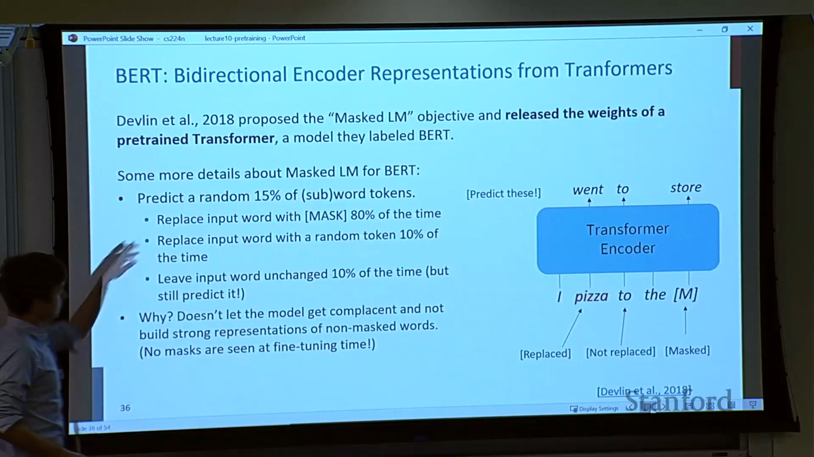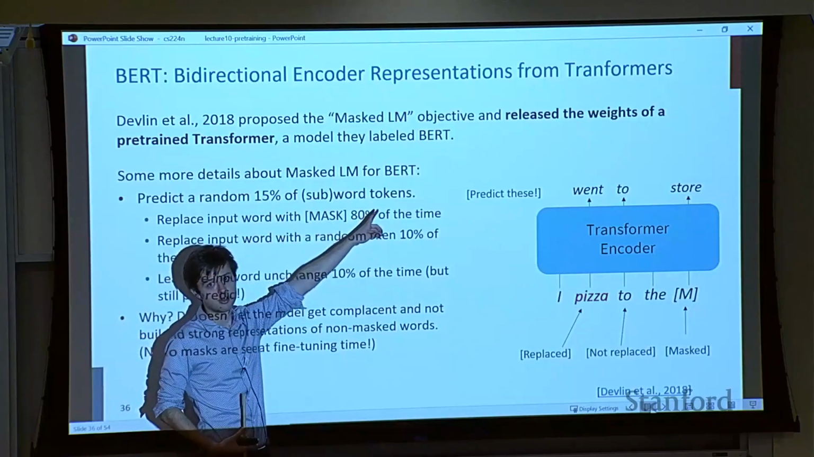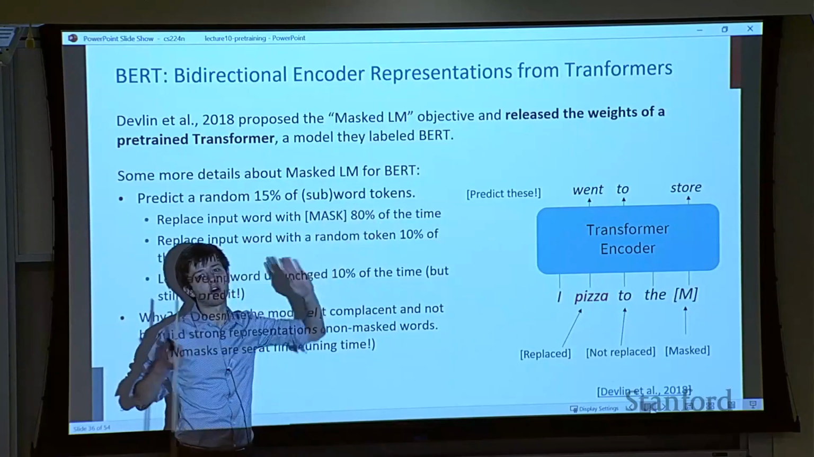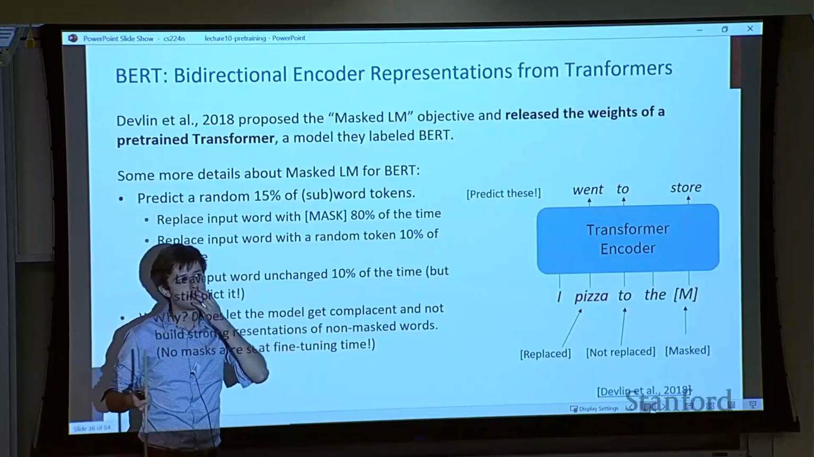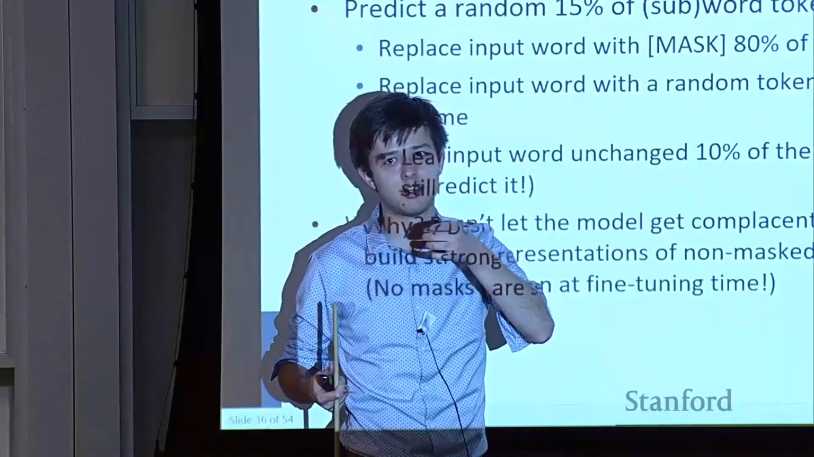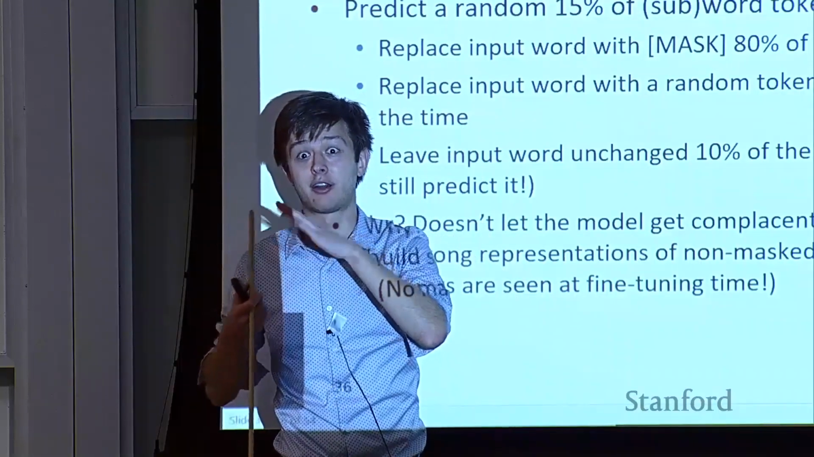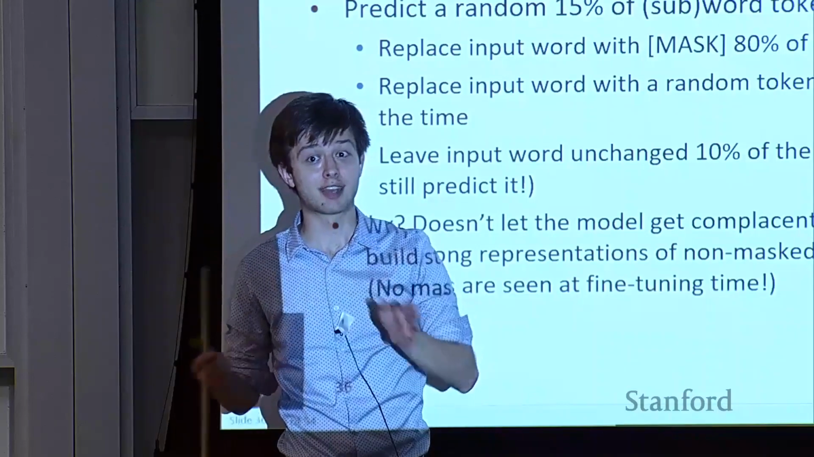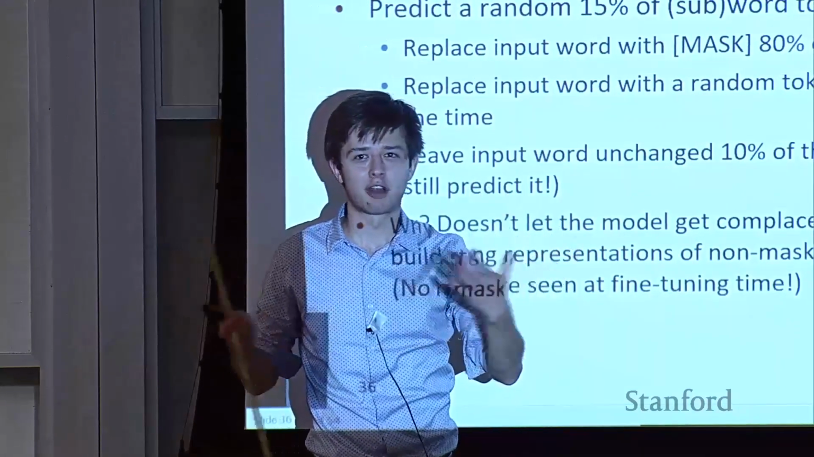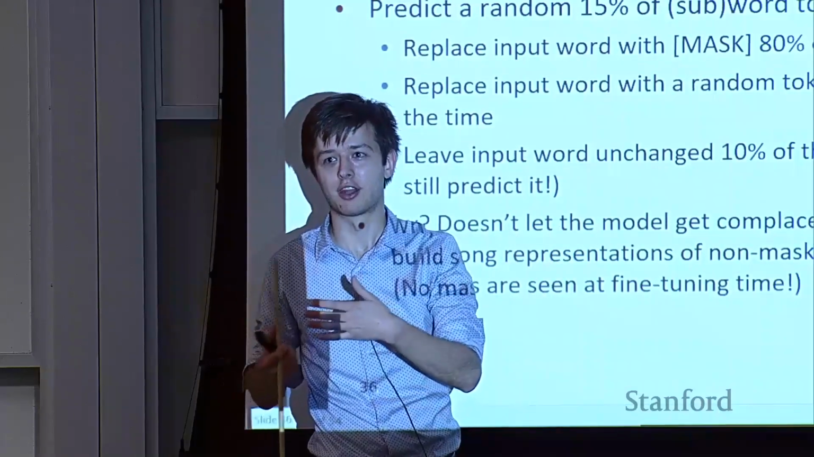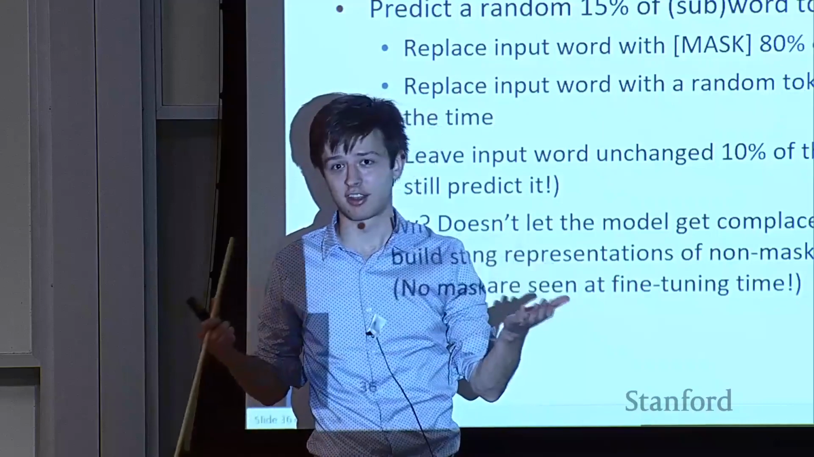So you are going to take a random 15% of the subword tokens. So that was true. But you're not always going to replace them with mask. You can think of it like, if the model sees a mask token, it gets a guarantee that it needs to predict something. And if the model doesn't see a mask token, it gets a guarantee that it doesn't need to predict anything. So why should it bother building strong representations of the words that aren't masked? And I want my model to build strong representations of everything.